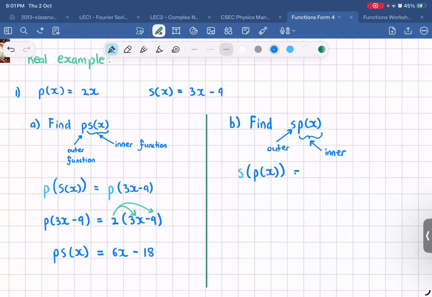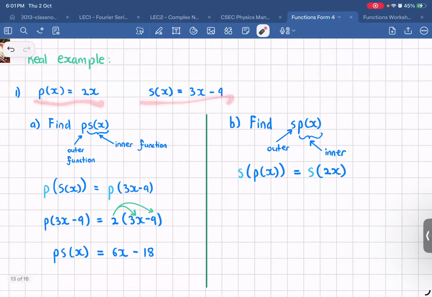And remind me, guys, what does P of x actually mean? What does P of x actually equal to? 2x. Right. So let me ask you this now. What function do you all think I'll have to use to find my final answer? Do you think I'm going to use P of x or S of x? S of x.